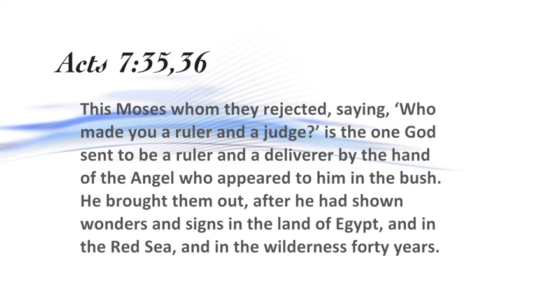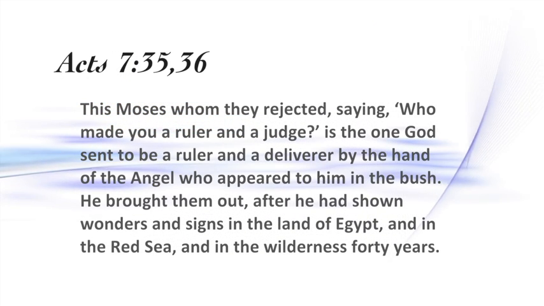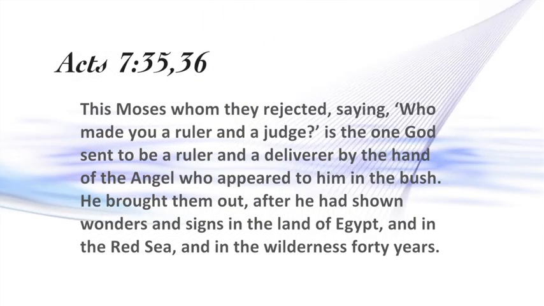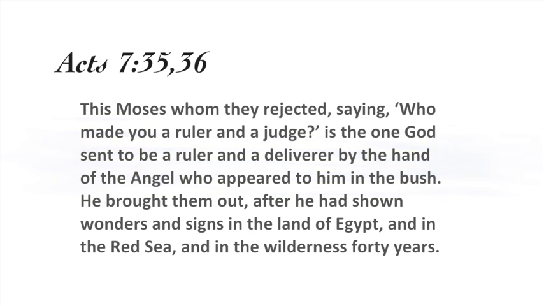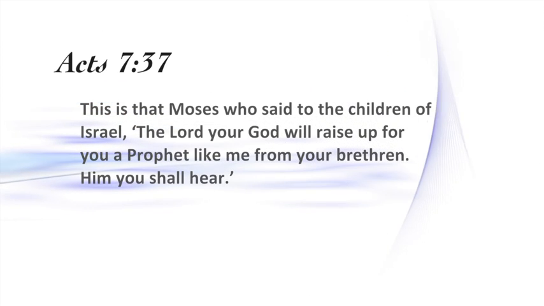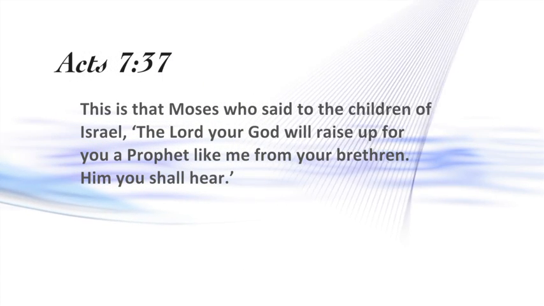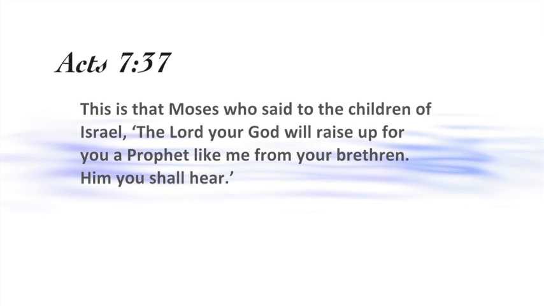Stephen goes on to say, he brought them out, after he had shown wonders and signs in the land of Egypt and in the Red Sea, and in the wilderness 40 years. That's Acts 7:35 and 36. In speaking of Moses, Stephen is really declaring the parallel truths about Jesus, the prophet like unto Moses. In Acts 7:37, Stephen went on to say, this is that Moses who said to the children of Israel, the Lord your God will raise up for you a prophet like me from your brethren, him shall you hear.